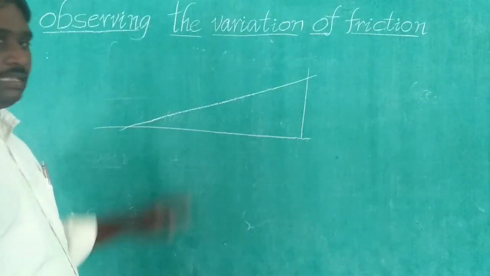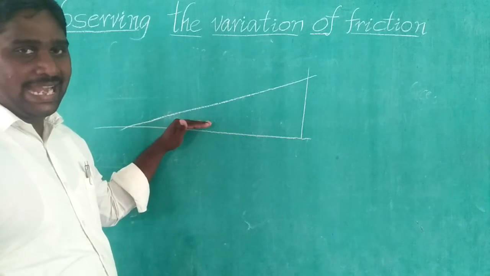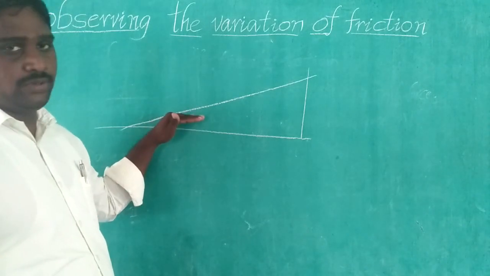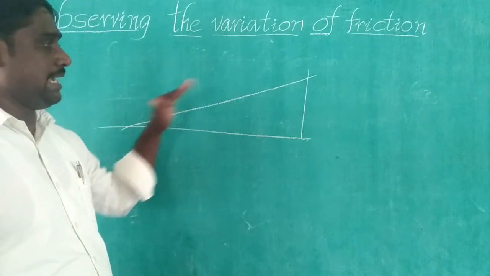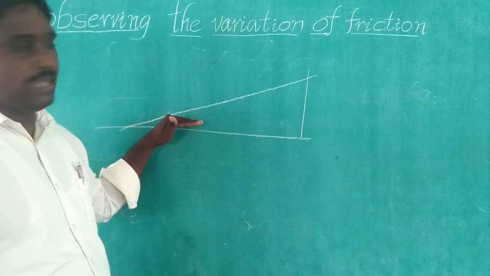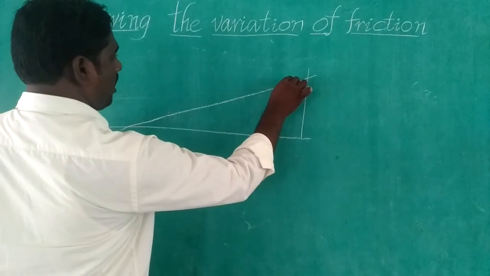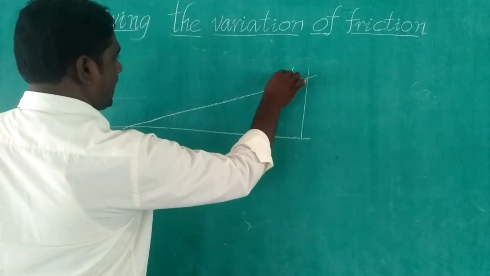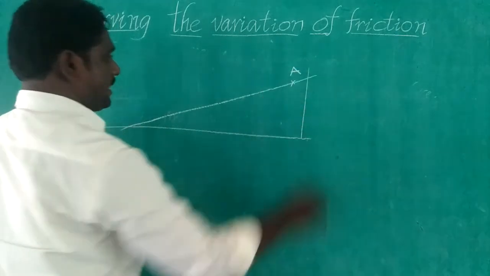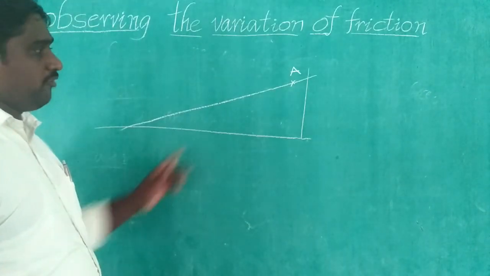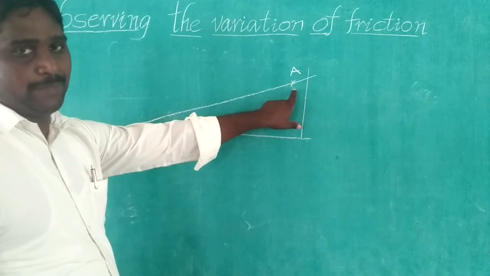Okay, students, this is an inclined plane. A wooden board is taken as an inclined plane. Next, we have to find any point on the inclined plane. A is a point on the inclined plane.